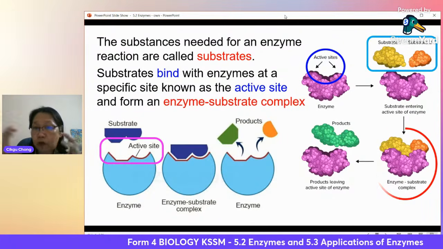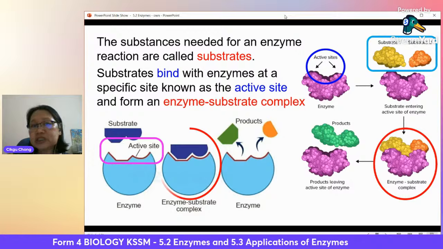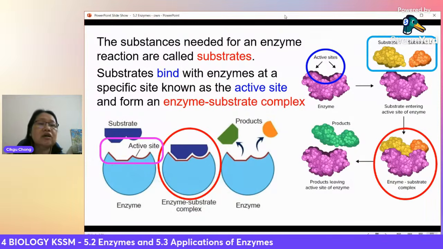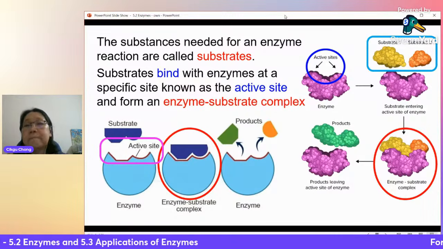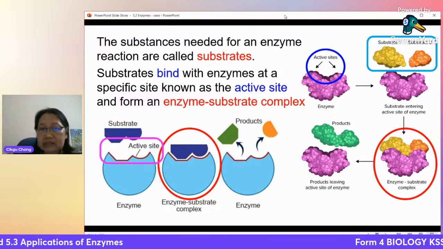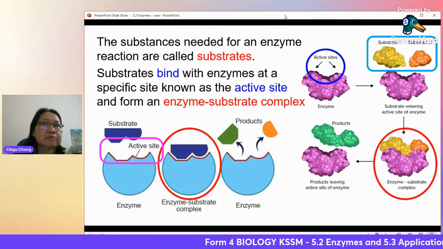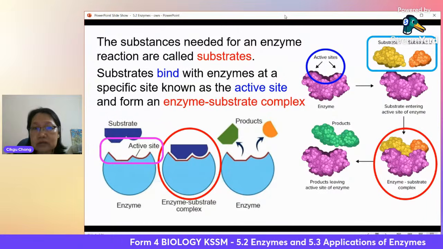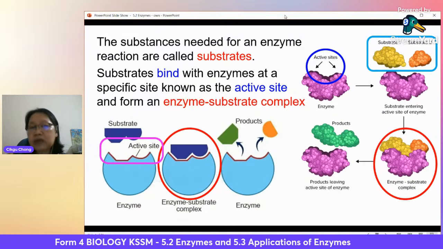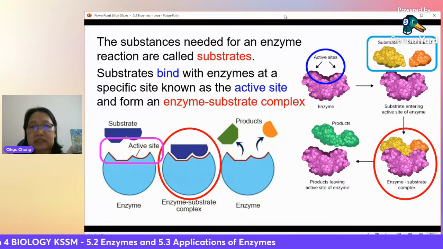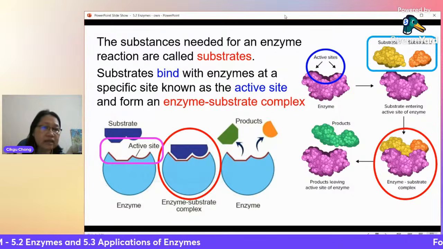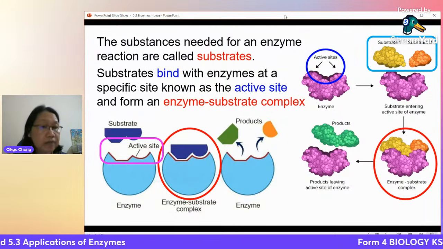Once it forms there, the entire structure is now given another name. This is called the enzyme-substrate complex. Remember, enzyme-substrate complex. You cannot change the word and say substrate-enzyme complex. It is wrong. We can't change all these terms. It's always called enzyme-substrate complex. So the entire thing now is called enzyme-substrate complex.